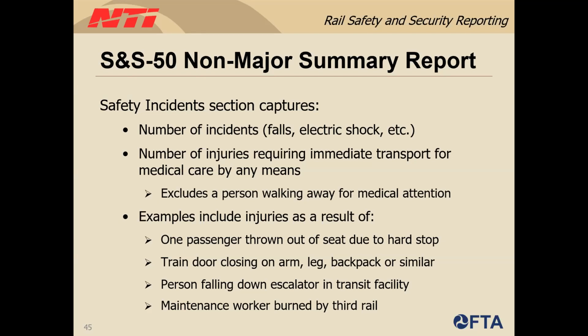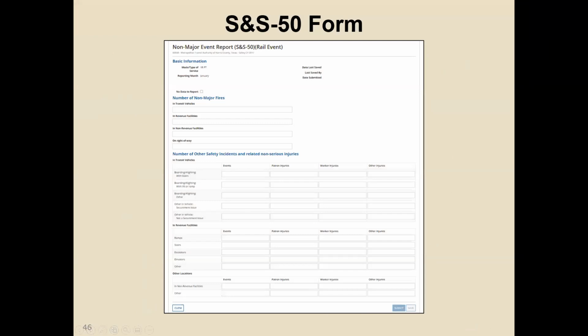Below you will see a list of several examples of injuries reported on the SNS 50. Here's a snapshot of the SNS 50 monthly summary report form. The number of events in this column should add up to the number of injuries in these three columns.